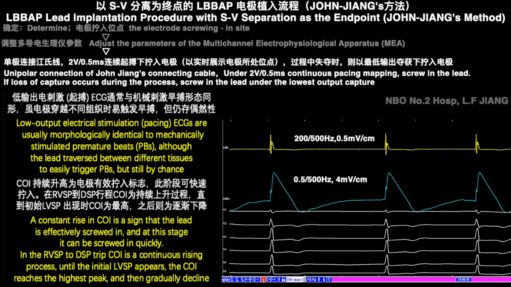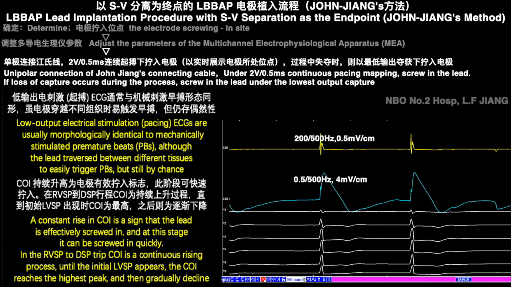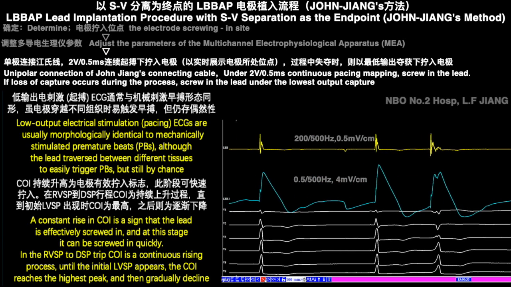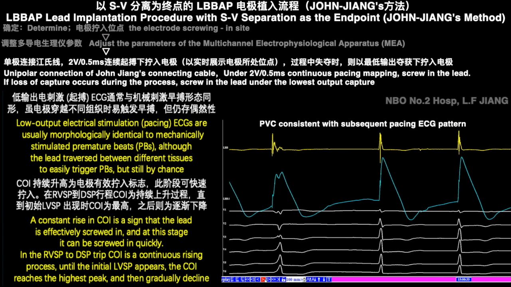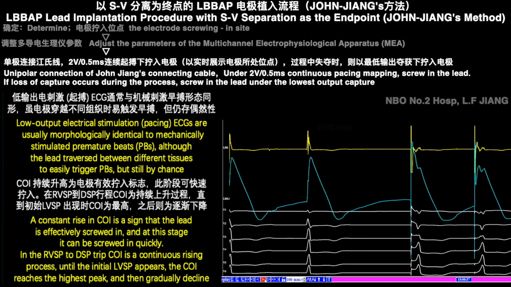Unipolar connection of John Jang's connecting cable. Under 2V continuous pacing mapping, screw in the lead. If loss of capture occurs during the process, screw in the lead under the lowest output capture. Low output electrical stimulation pacing ECGs are usually morphologically identical to mechanically stimulated premature beats, PBs, although the lead traversing between different tissues can easily trigger PBs, but still by chance.